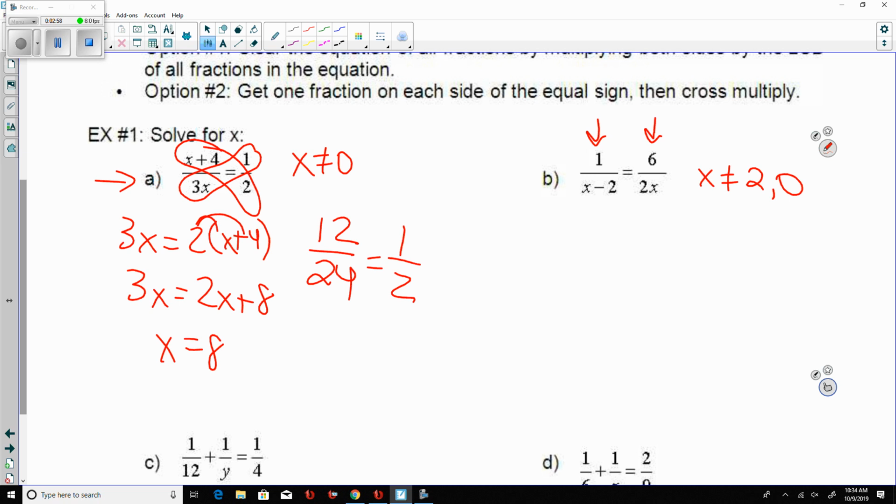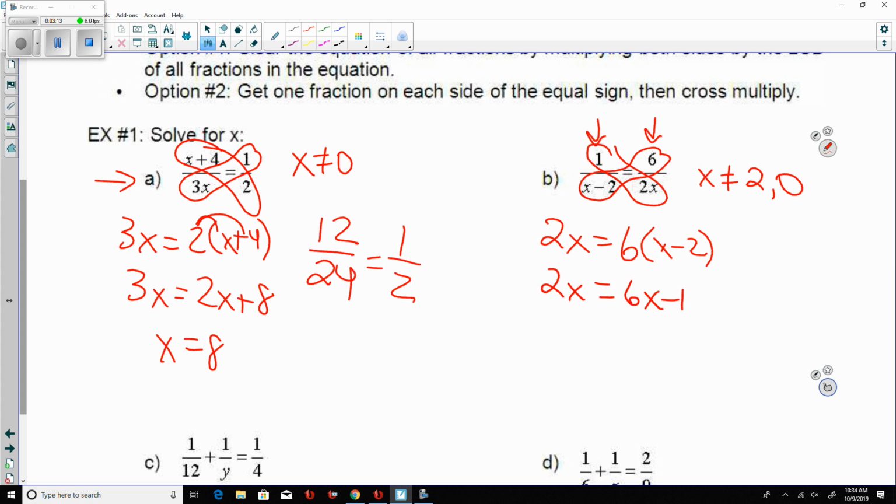So then single fractions on each side, again, cross multiply. I have 2x equals 6 times x minus 2, so x equals 6x minus 12. You just have to be very careful with the negative 12 on the right side. Yeah, don't lose that. Minus 12. The negative 4, and I get x.